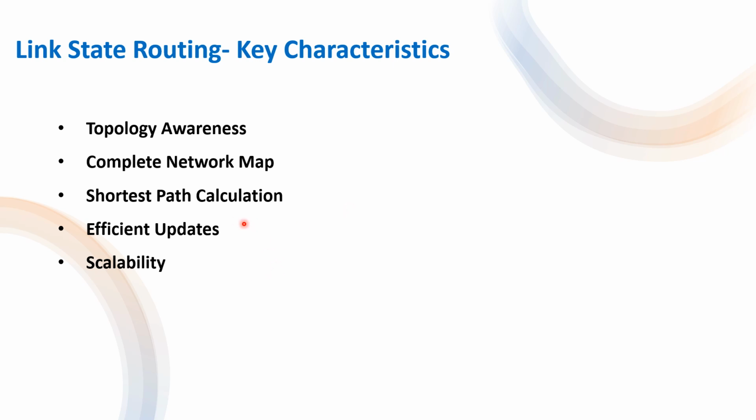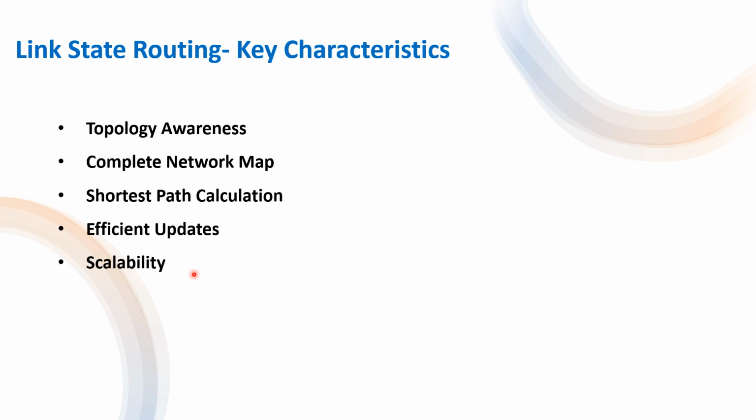Routers quickly update each other when network changes occur, using new LSAs to share updated information. This approach helps the network quickly adapt and stabilize after changes, reducing disturbance.